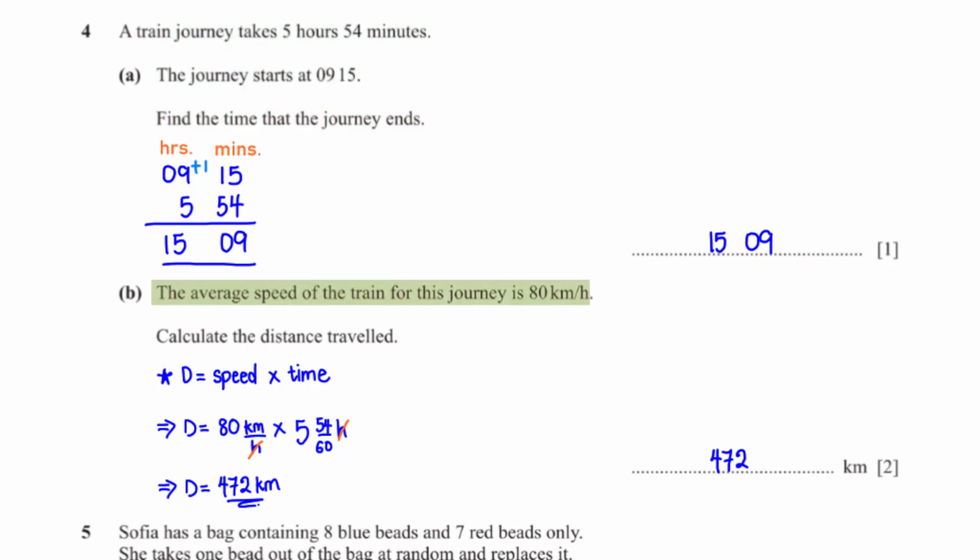The average speed of the train for this journey is 80 kilometers per hour. Calculate the distance traveled. The distance traveled is equal to the speed of the train times the time duration for the journey. The speed is 80 kilometers per hour and the duration is 5 hours 54 minutes, which we can write as 5 54 over 60 hours. When we type this into the calculator, we get 472 kilometers.